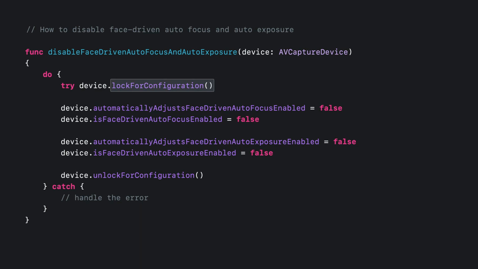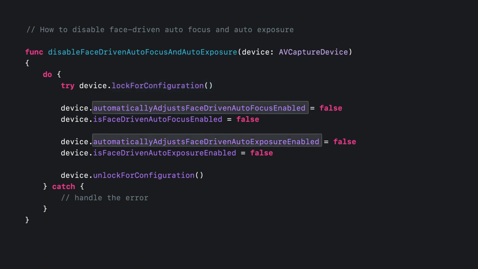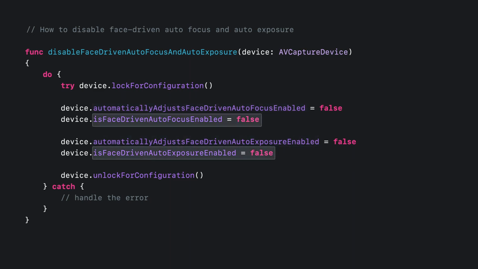First, lock the AV Capture device for configuration. Then, turn off the automatic adjustment of face-driven autofocus or autoexposure. Next, disable face-driven autofocus or autoexposure. And lastly, unlock the device for configuration.